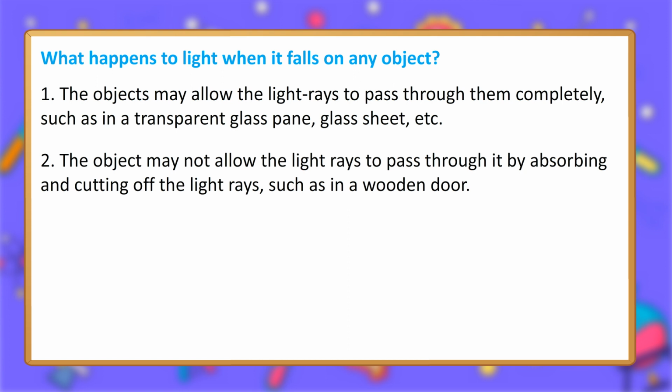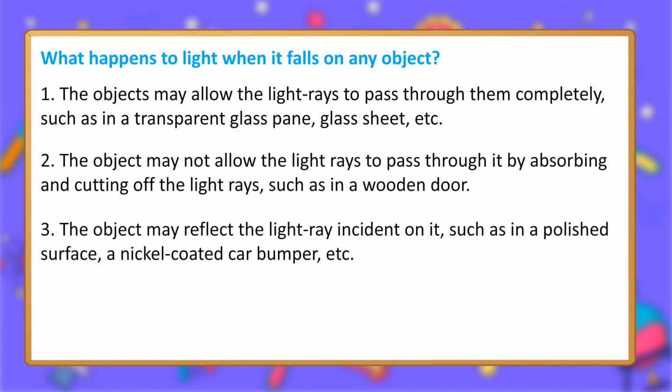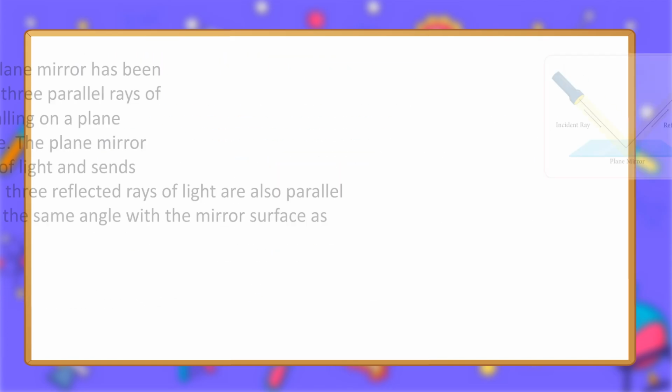2. The object may not allow the light rays to pass through it by absorbing and cutting off the light rays, such as in a wooden door. 3. The object may reflect the light ray incident on it, such as in a polished surface, a nickel-coated car bumper, etc. Let us study the following phenomenon.